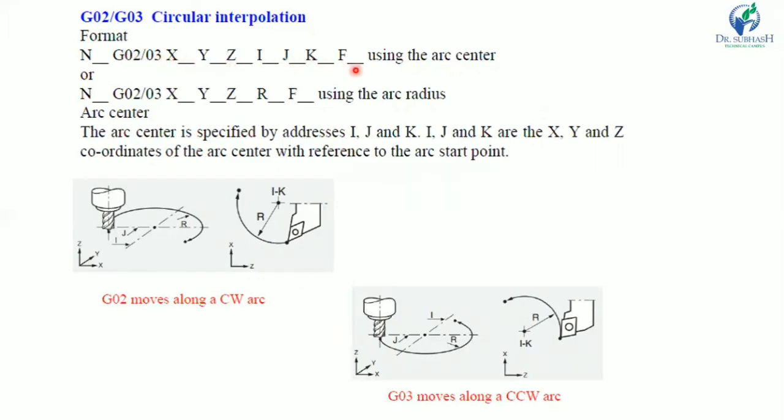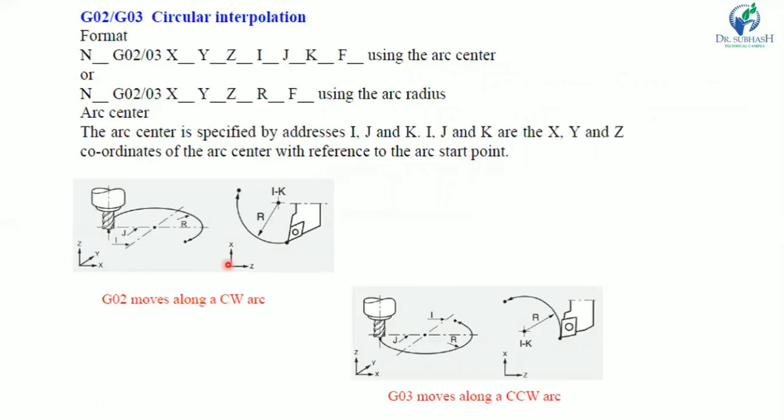You can see the two formats here: G02 or G03, X, Y, Z, then I, J, K, then feed, for using the arc center, and X, Y, Z and R for using the arc radius. The arc center is specified by addresses I, J and K, which are the X, Y and Z coordinates of the arc center with reference to the arc starting point.